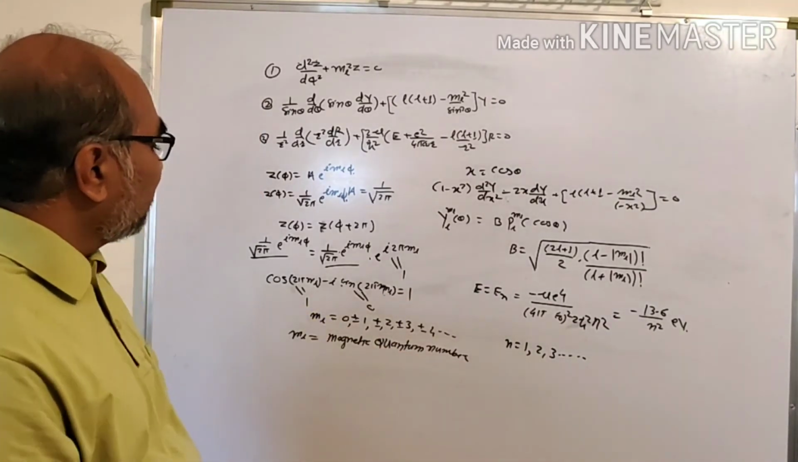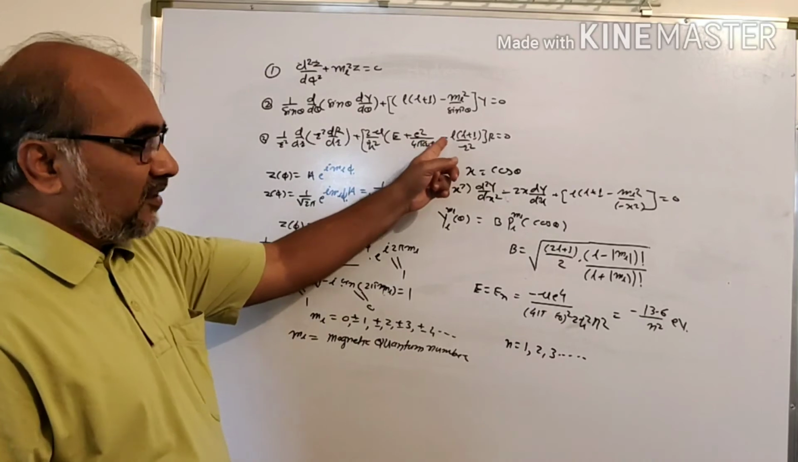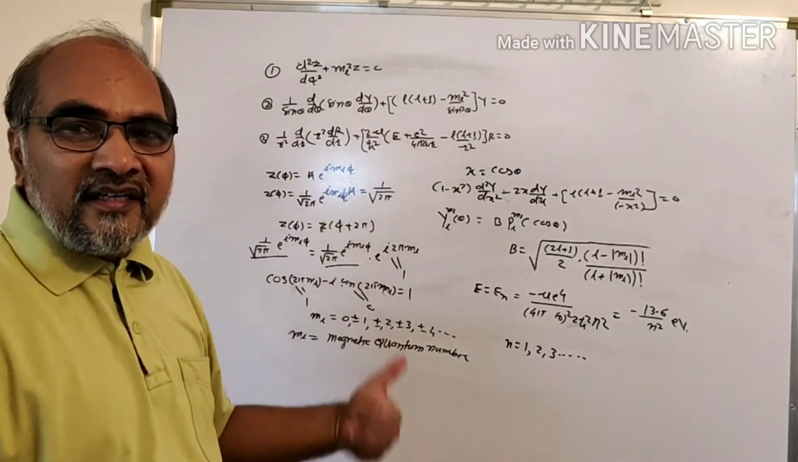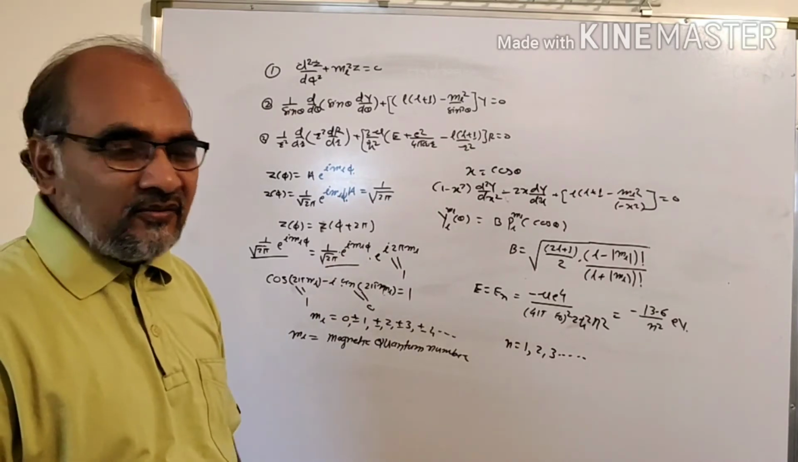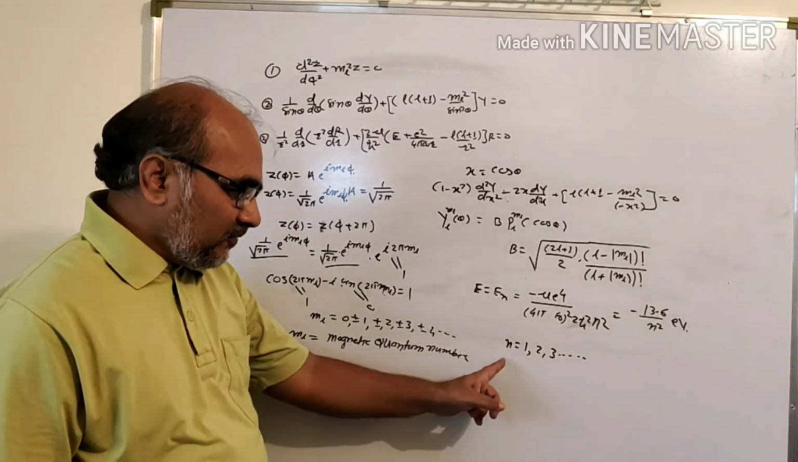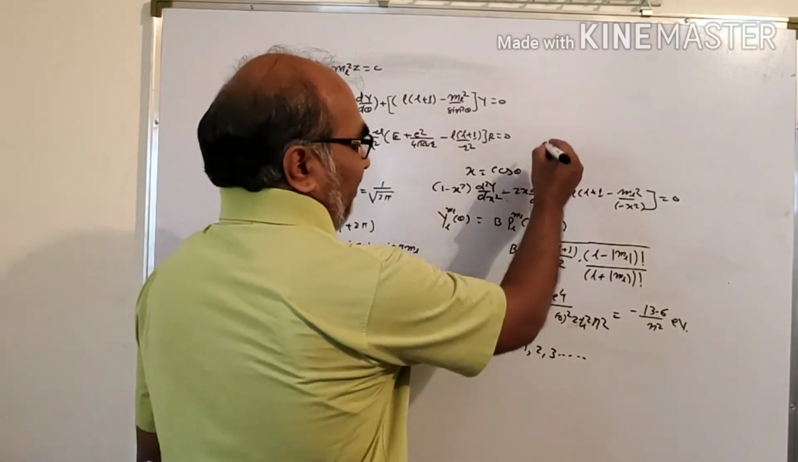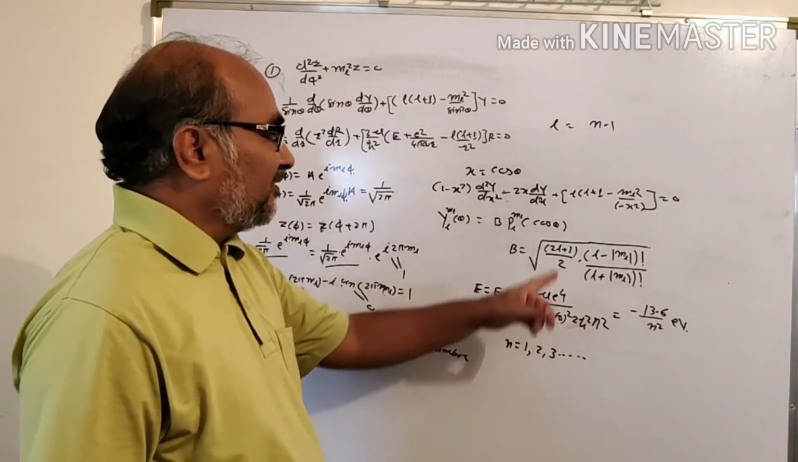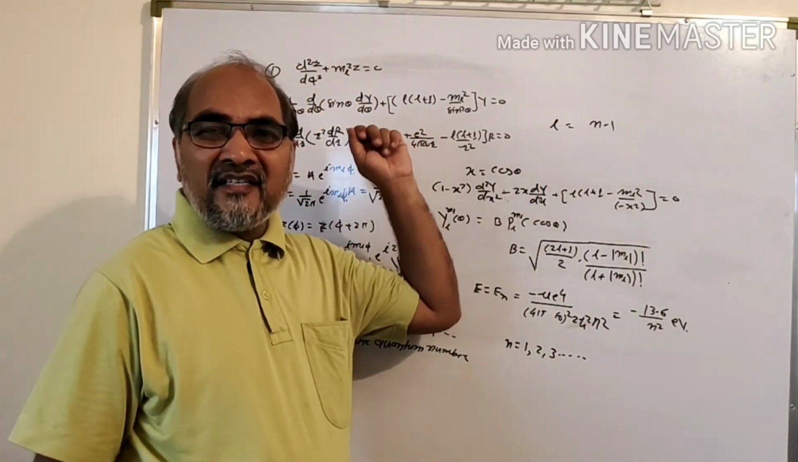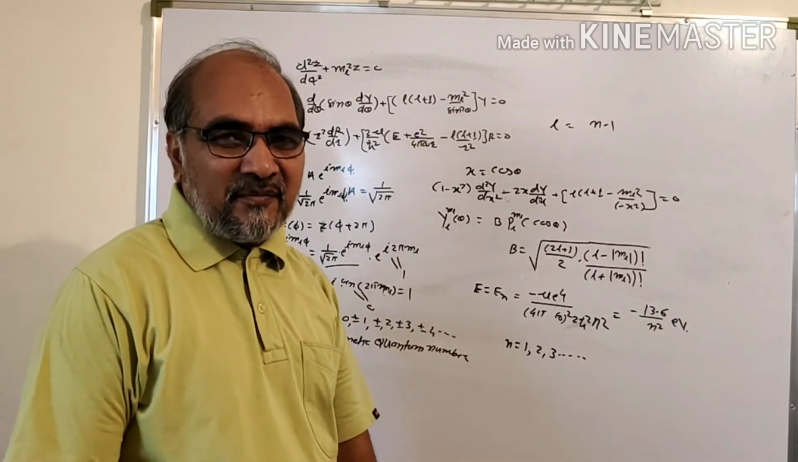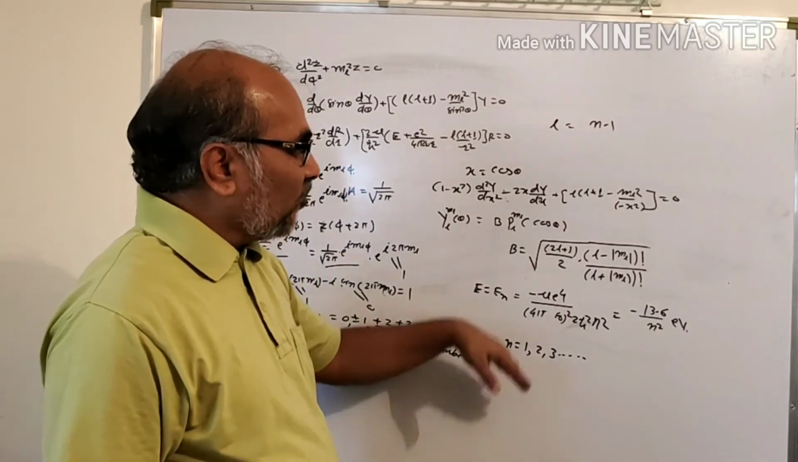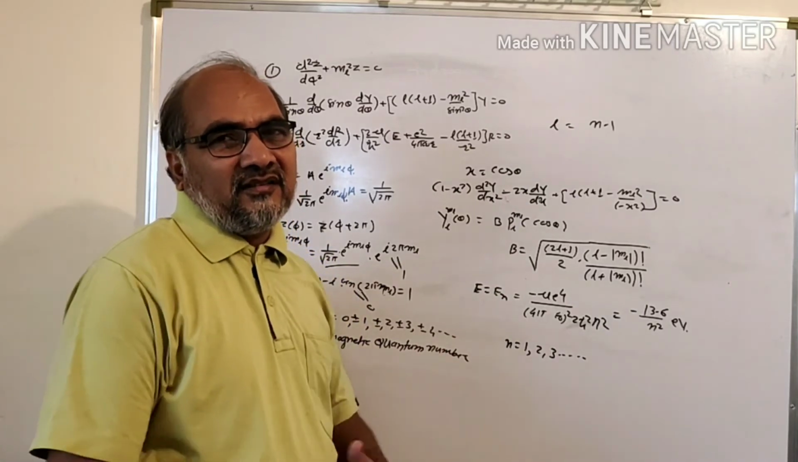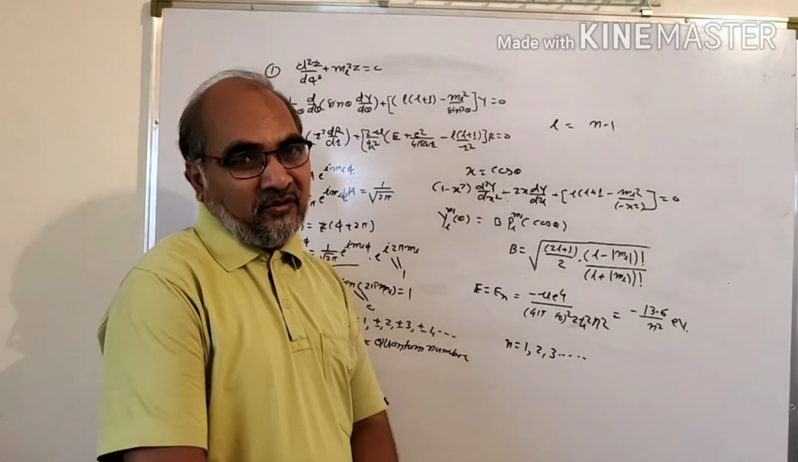Another is L, the angular quantum number, and the third one is the magnetic quantum number, m l. So the value of L goes up to n minus 1, and the value of m l goes from minus l to plus l. So this is the correlation between these quantum numbers. So this is how we find the eigenvalue solution.